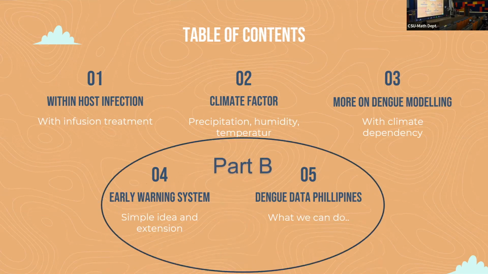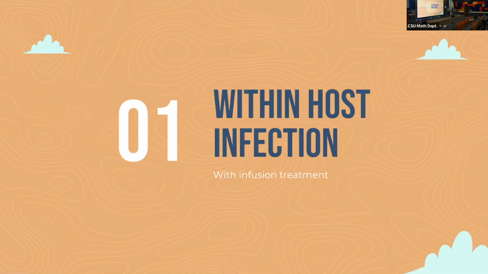Then part B will be delivered by Kamal, who will introduce a simple idea and extension of the early warning system, and also what we do with dengue data from the Philippines with a different approach, rather than using susceptible-infected-recovered compartments. Then we go to within-host infection.